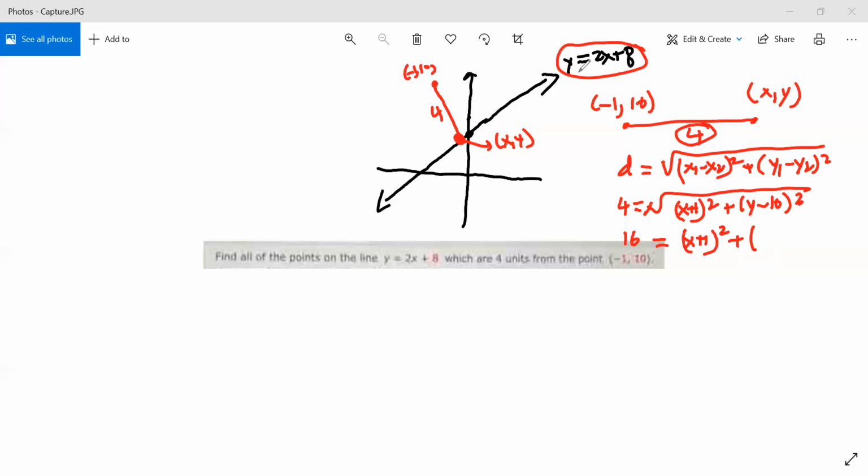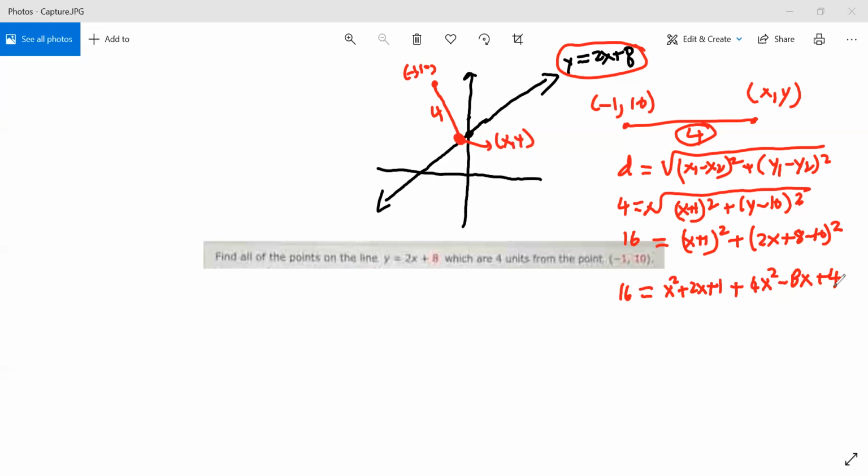So we already know the value of y. I'm going to substitute that in for y: (2x + 8 - 10) squared. Now let's just solve this. So 16 equals (x + 1) squared, which is x squared + 2x + 1. And then this right here is going to be (2x - 2) squared, and (2x - 2) squared is going to be 4x squared minus 8x plus 4.